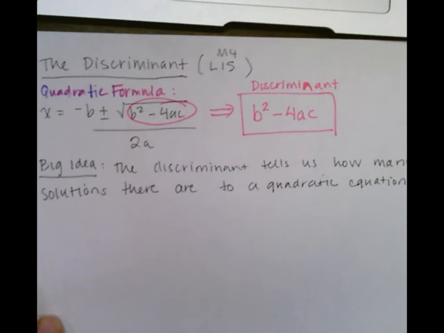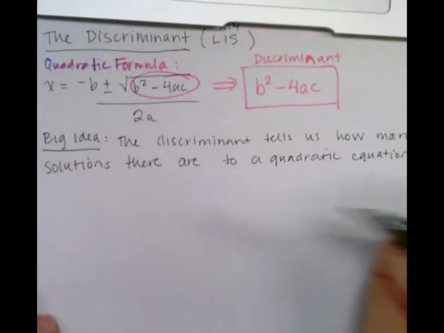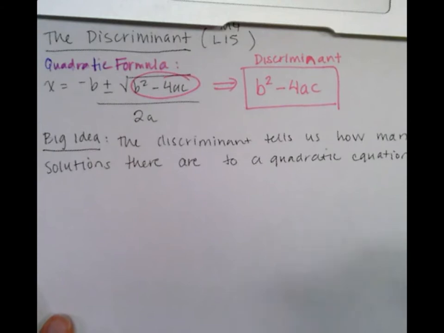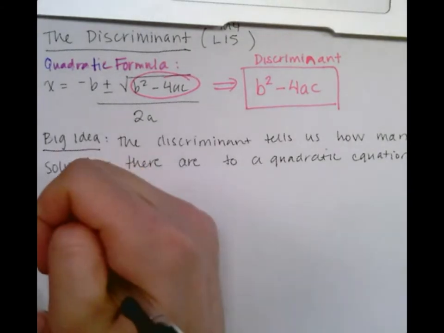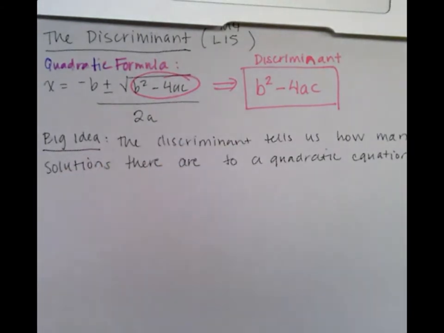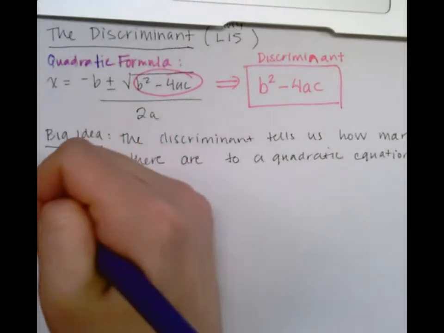And the way it does that is depending on if the discriminant is positive, negative, or 0, we're going to have a different number of solutions. So the first one is the case where we have two solutions.